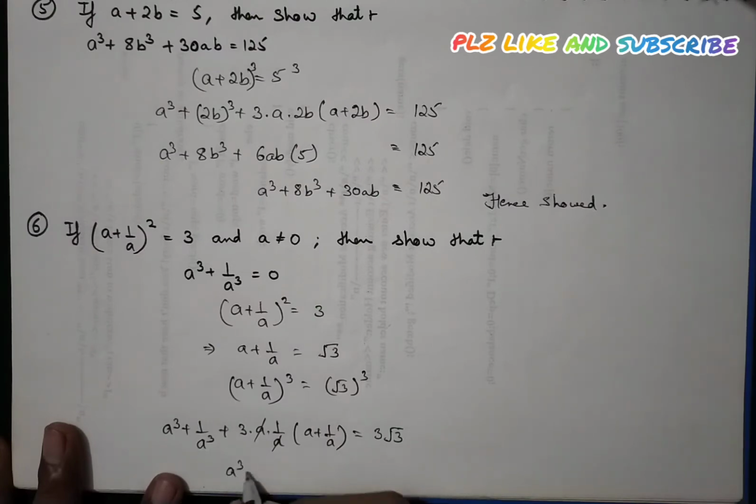a cube plus 1 upon a cube plus 3 into this value, which is root 3. Root 3 equals 3 root 3. Here we see 3 root 3 is on both sides, LHS and RHS. We can cancel out these two and we will be left with a cube plus 1 upon a cube equals 0. Hence solved.